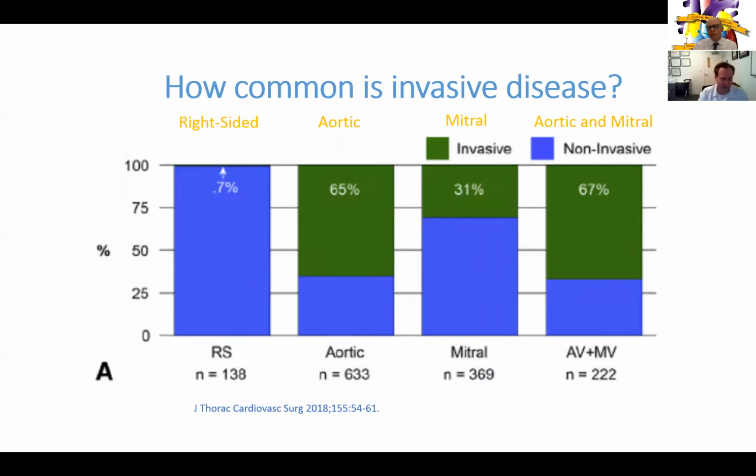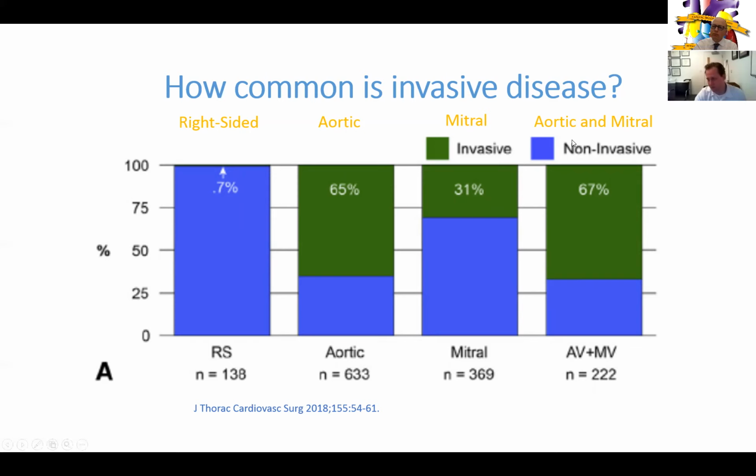So I think an initial question is, how common is invasive disease? So this is a study from our institution of over 1,200 patients who had surgery for endocarditis. And the first point that I would make is that invasive disease in right-sided endocarditis is fairly uncommon, less than 1% of the cases. However, in left-sided disease, it's more common. So at least in patients that go to surgery, about 2/3 of patients with aortic valve disease will have an invasive complication, so an aortic root abscess or a pseudoaneurysm or a fistula. And about 1/3 of the patients with mitral valve disease will also have invasive complications.